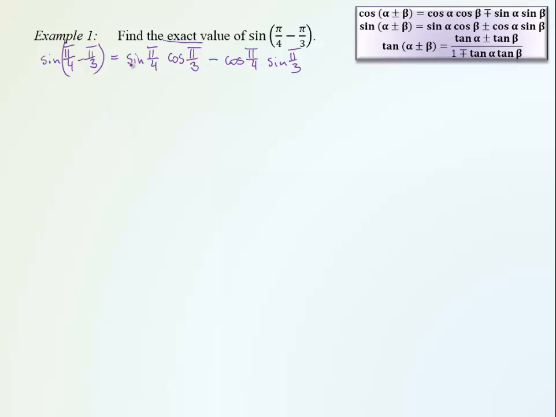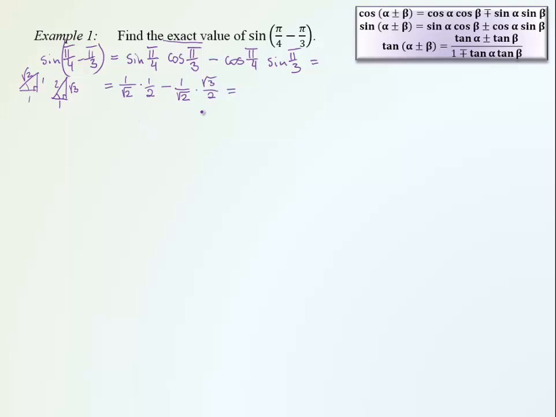Since each of those values we are able to recover from special triangles, then we should have no problem to give the exact answer. Sine of pi quarter, well, that comes from half of the square, 1, 1, root 2, right? Because pi quarter is here. So it's 1 over root 2. Cosine of pi thirds, oh, that comes from half of an equilateral triangle, 1, 2, root 3. And pi thirds is this angle. So cosine is 1/2, minus cosine of pi quarter, which is again 1 over root 2, times sine of pi thirds, which is root 3 over 2.